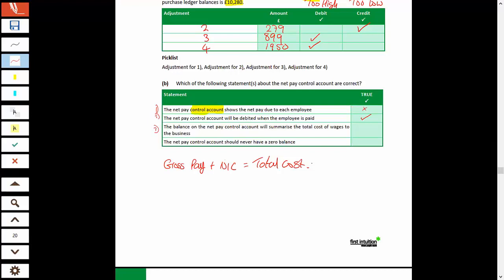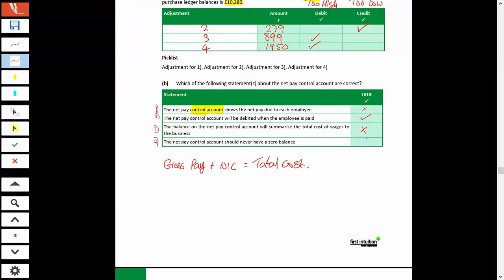And then for the last one, the net pay control account should never have a zero balance. Ooh, interesting. What are we saying there? We're saying that when we have this control account, the balance should never be zero. Now, this isn't true, is it? Plain and simply, because obviously we're recording our payroll. At the end of a payment period, this should be cleared off. If we pay people every month, that is the payroll for the month, isn't it? We're going to close that off. We aren't going to have at the end of the year a net pay control account that has the payroll liabilities of the entire 12 months.